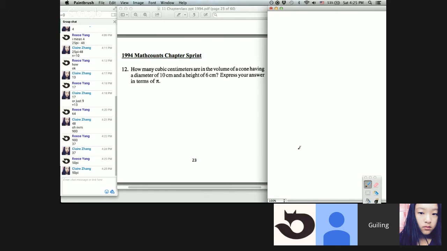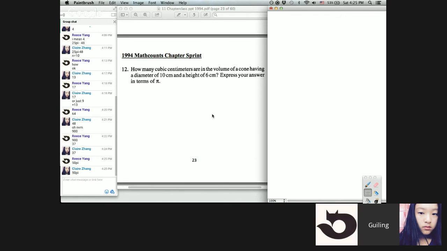Right, nice job. It's 50 pi. So the diameter is 10, so radius of 5, so area of the circle is 25 pi multiplied by 6 divided by 3. So it's 25 pi multiplied by 2, which is just 50 pi.